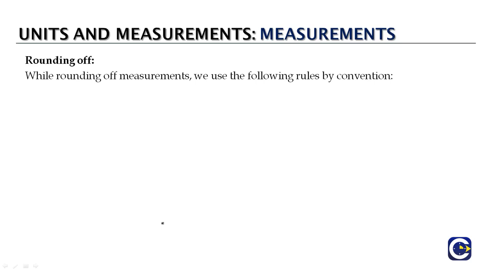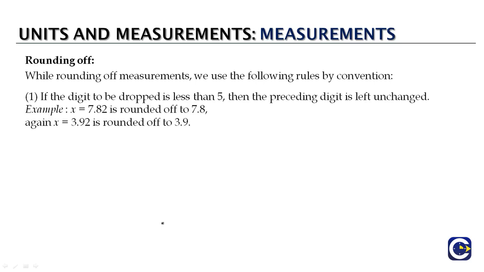But here we'll try to understand how we actually go about doing the rounding off. Say we have a number 7.82 and we want to round off the last digit. If the last digit is less than 5, then we simply drop that digit, and the preceding digit remains unchanged. Means if I need to round it off to one place less, then 7.82 will simply become 7.8, because the digit that I am rounding off is less than 5. Similarly, if I am trying to round off 3.92, the digit that I am rounding off is 2, which is less than 5, so we simply drop it, and no change is done to the preceding digit.